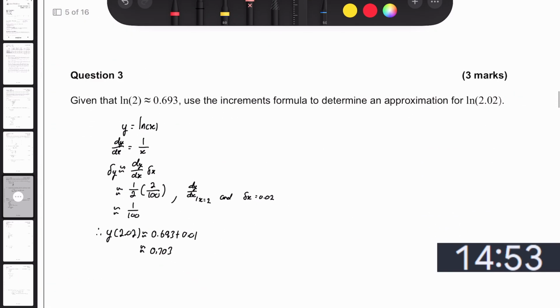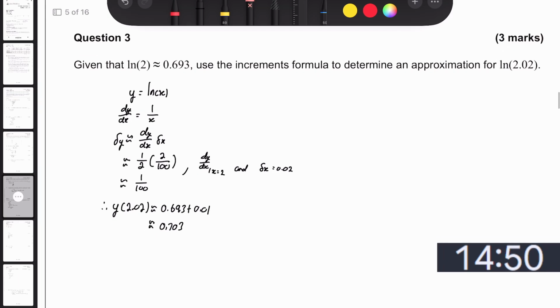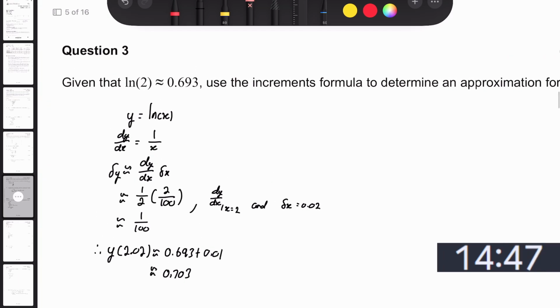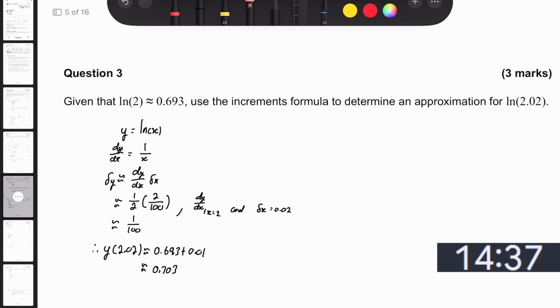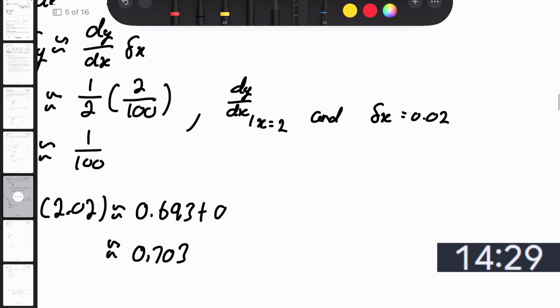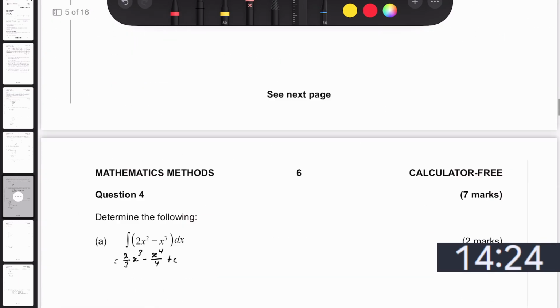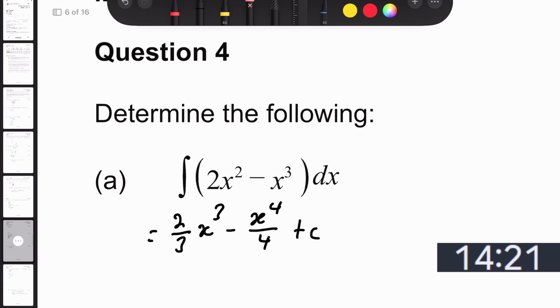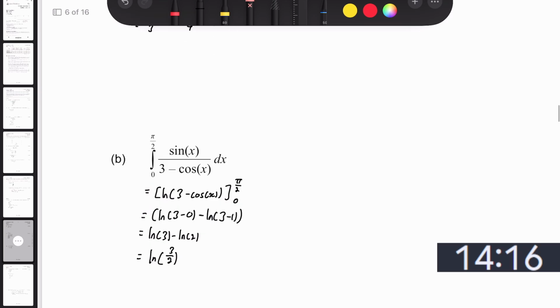And then ln of 3, incremental form to determine the approximation. So we have ln of x, dy dx is 1 on x, so x is 2, and then the small change is 0.02. So 1 on 2 times 2 on 100, the 2s cancel, I just get 1 on 100. And then this is 0.01, just make that a bit nicer. 0.703, then the following, raised to the power 1 divided by the new power. I can also differentiate and see if I get the same answer.